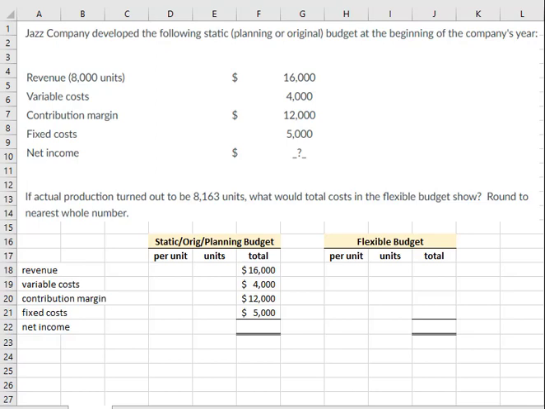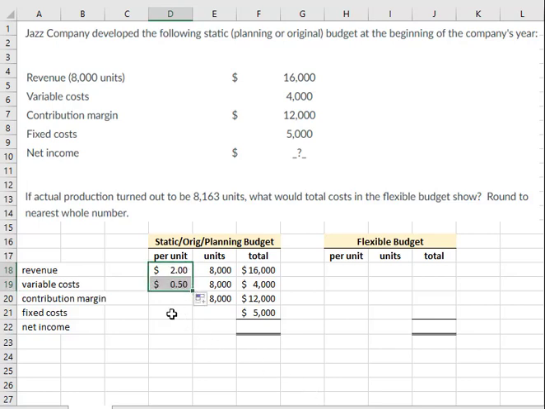So here they gave you the total for these things, and they tell you that this was based on 8,000 units. So let's put the 8,000 in here. Of course, at the beginning of the year, we don't know that it's going to be 8,000 units, but that's the assumption that they decided to go with. And so we want to figure out what they were expecting the revenue per unit to be. So that's the total divided by units, because the way they got to the 16,000 was how many units do you think we're going to sell times our sales price per unit that we expect.